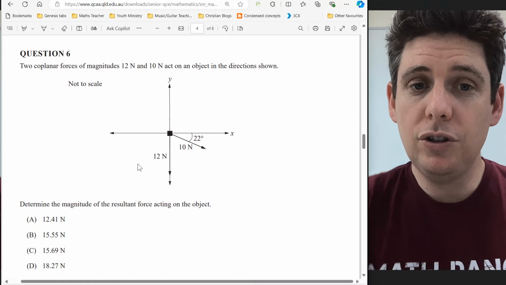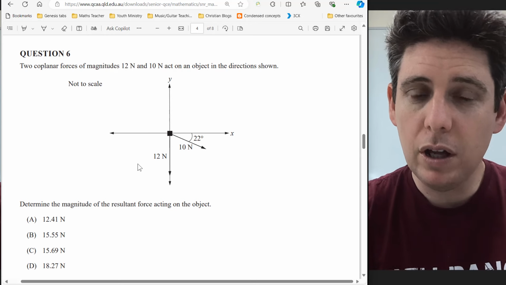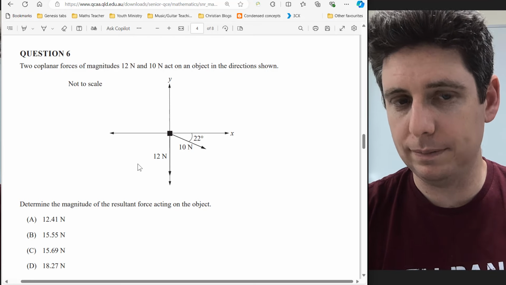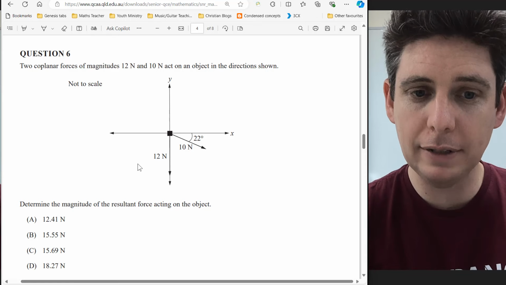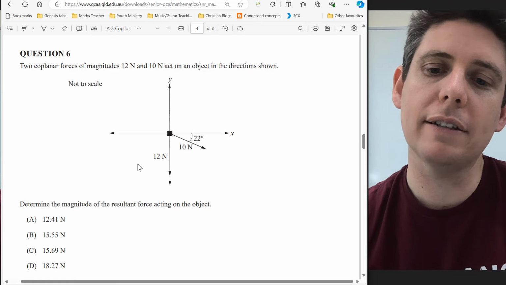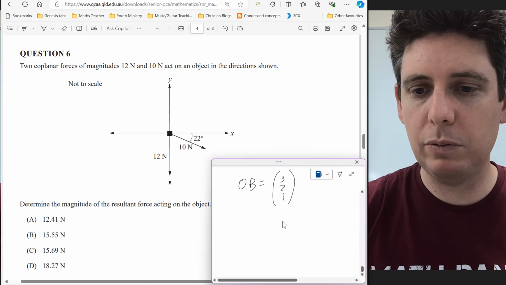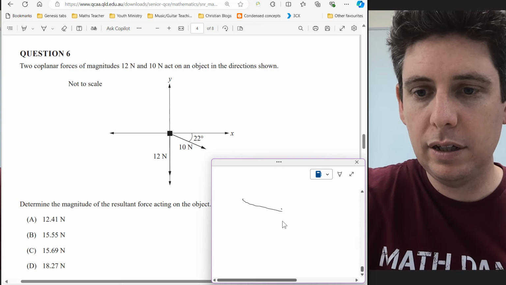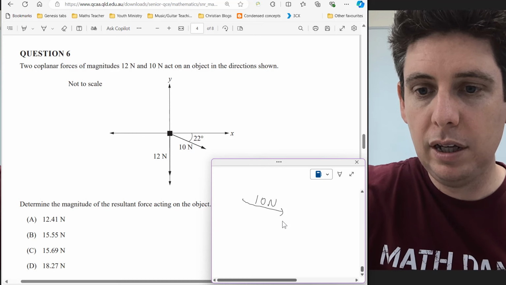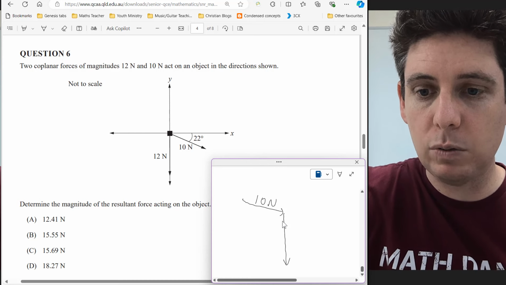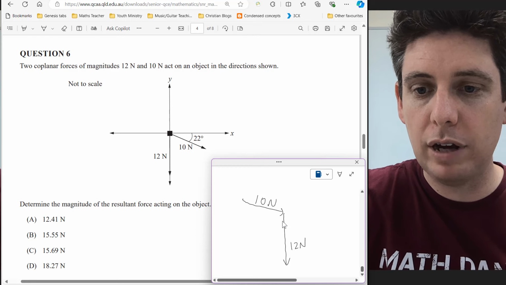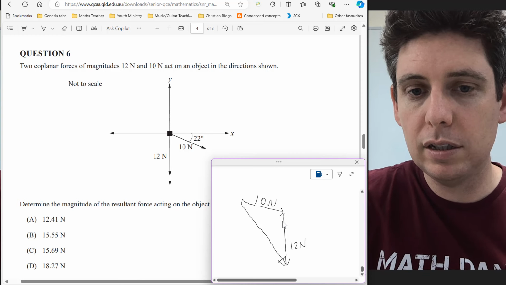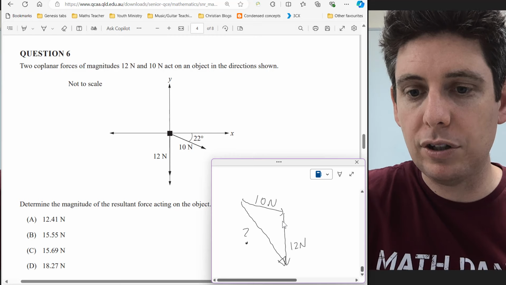All right, question 6. Two coplanar forces of magnitude 12 newtons and 10 newtons act on an object in the direction shown. Two forces acting on the same plane. Determine the magnitude of the resultant force acting on the object. All right, so you have to know your vectors here pretty well. So vectors you can move around. So let's say it starts with the 10 newton vector, and then it did the 12 newton vector. So you're allowed to move vectors around on a plane. So we're going to get this resultant here. So it wants to know what's the magnitude of this.